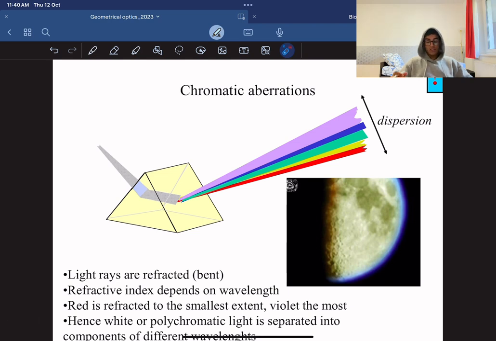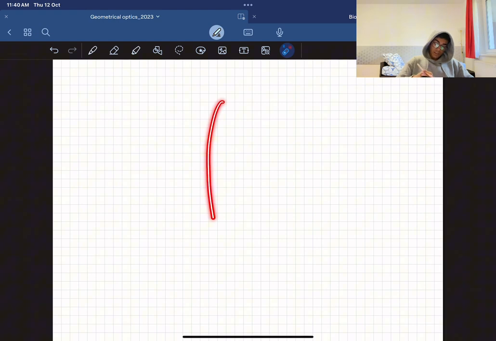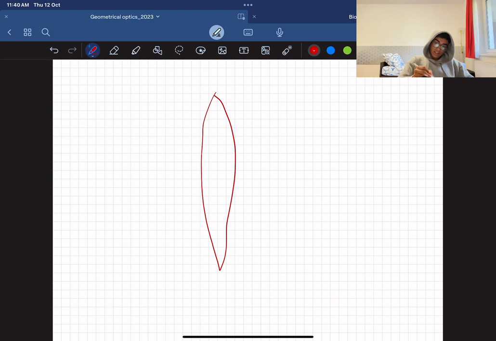Okay, so yes, chromatic aberrations. Chromatic aberrations are when we pass light through the lenses. We pass a white light, suppose. I can't really draw a white line here, so I'm gonna draw a blue line. But then the white light splits into colors. We don't want that to happen. Imagine you're looking at something, and your lenses are messed up. You have this chromatic aberration. You're looking at an object, and all you can see is all messed up colors.